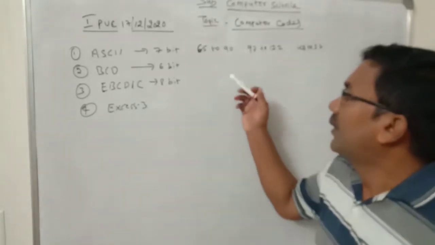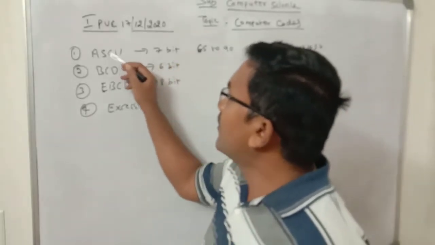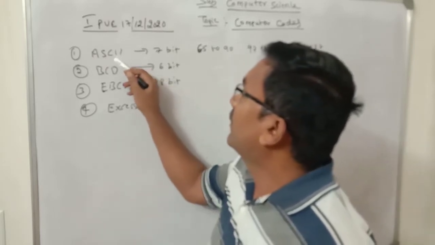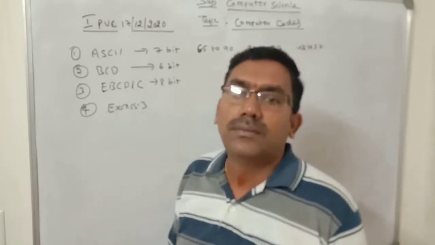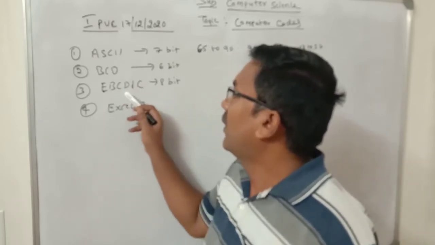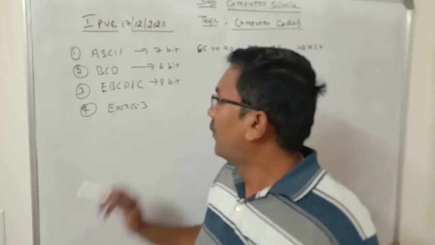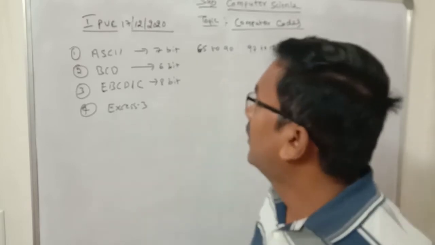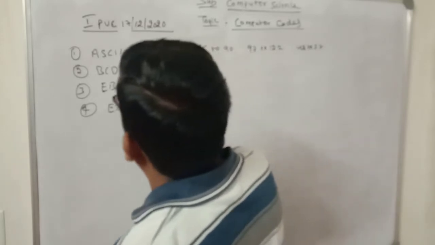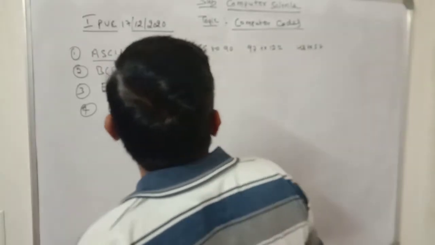See, some of the computer codes are written here. One is ASCII code, another one is BCD code, the third one is EBCD code, and the fourth one is XS3 code. Okay, ASCII code. What do you mean by ASCII code?